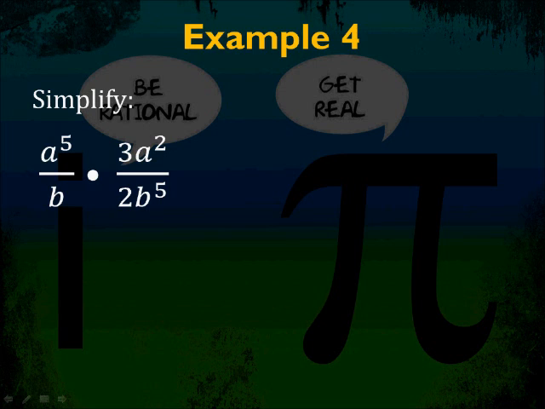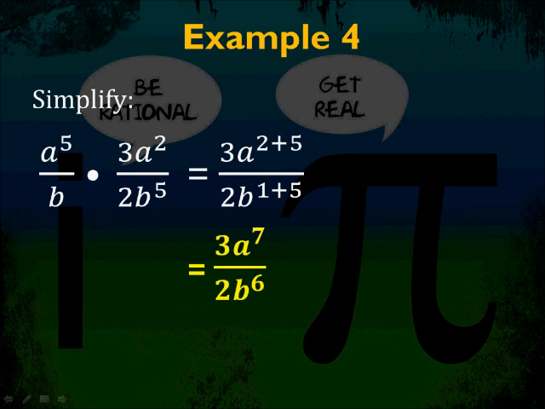Number 4, simplify a to the 5th over b times 3a squared divided by 2b to the 5th. So remember, when you have a multiplication of fractions, you are going to multiply across on the top and multiply across on the bottom. So you have 3a to the 2 plus 5. You remember, you add the exponents together, and at the bottom you have 2 times b to the 1 plus 5. You add the exponents on the bottom too. So at this time, you just simplify what you get, 3a to the 7th over 2b to the 6th.